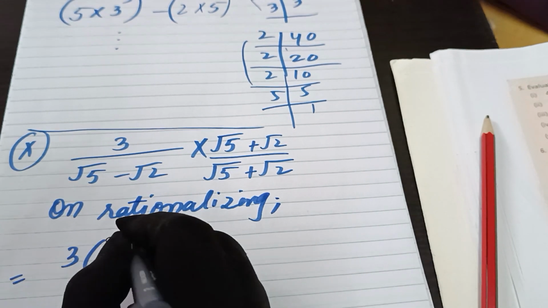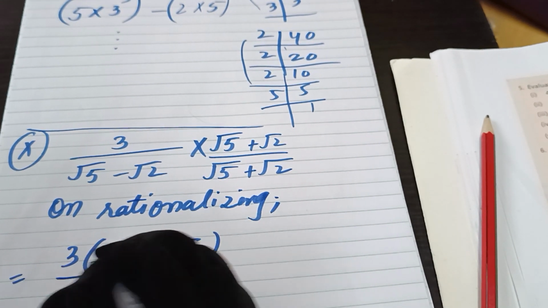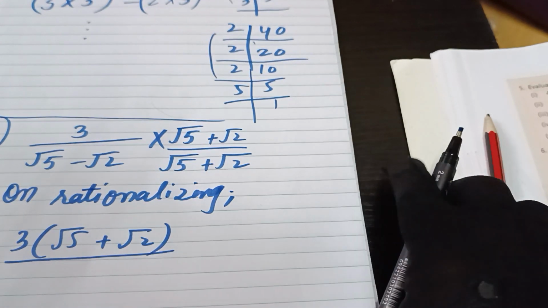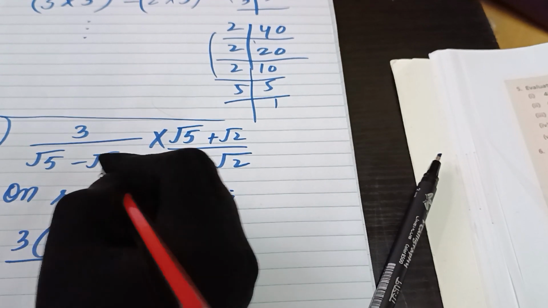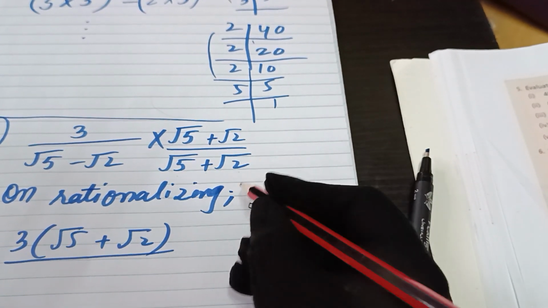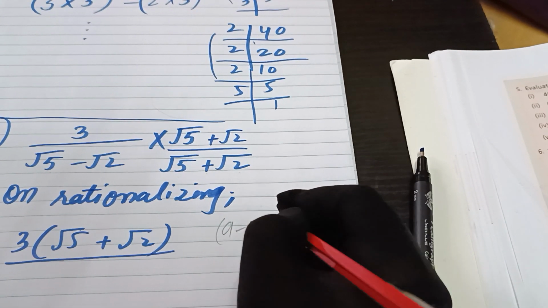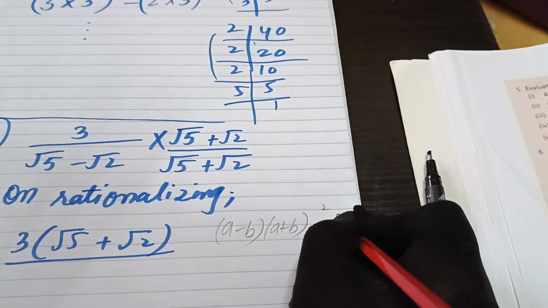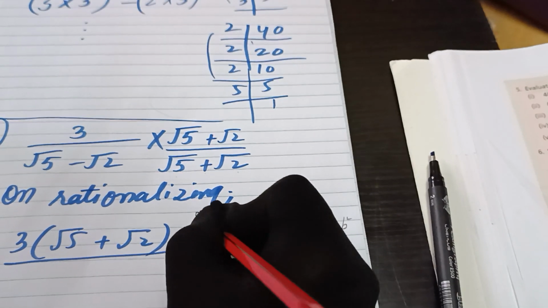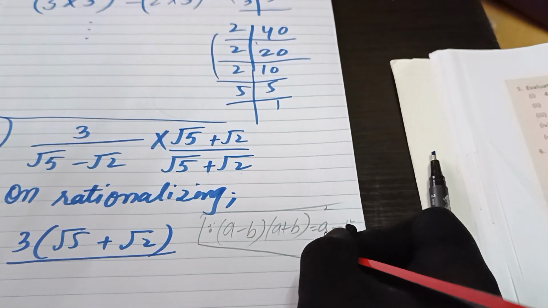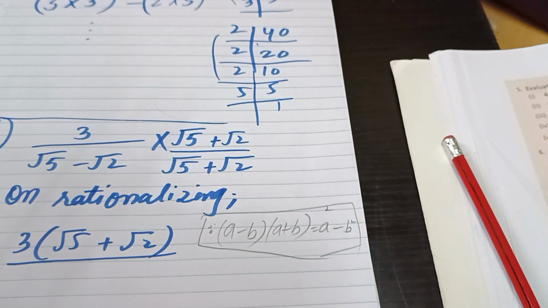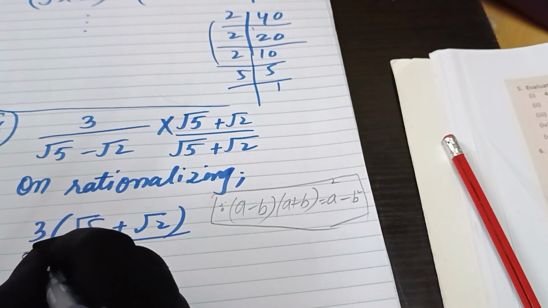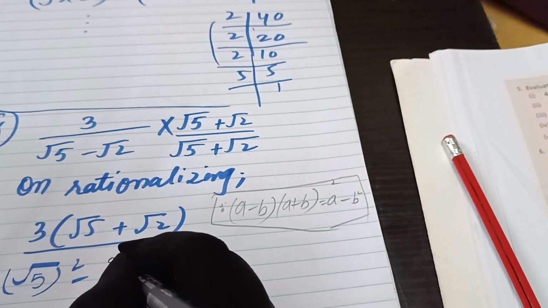So 3 times 5 plus under root 2 and this one. If we recall our algebraic identities, this is like the identity first term, second term, first term, second term. So a minus b into a plus b, we have identity will transfer to a square minus b square. This is the algebraic identity which we have done before. Using this identity, we will do first square minus second square.